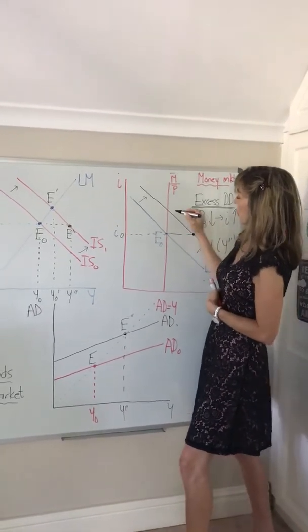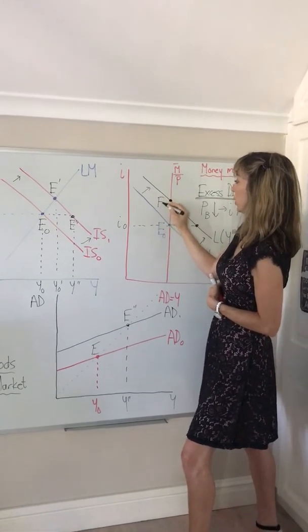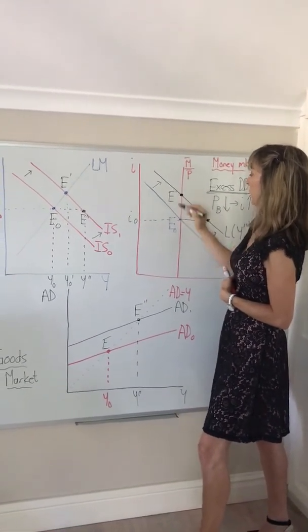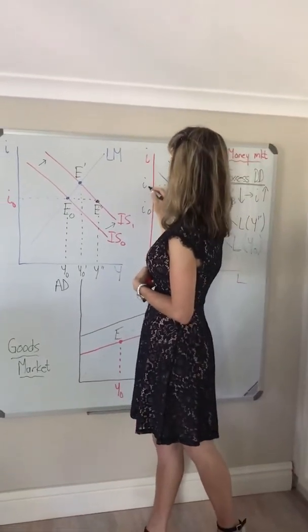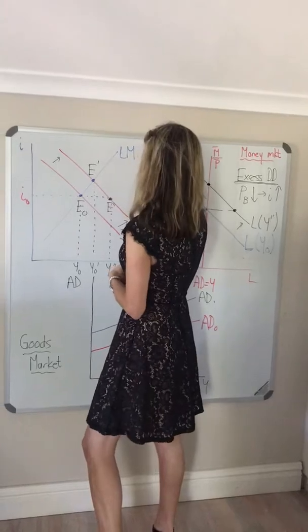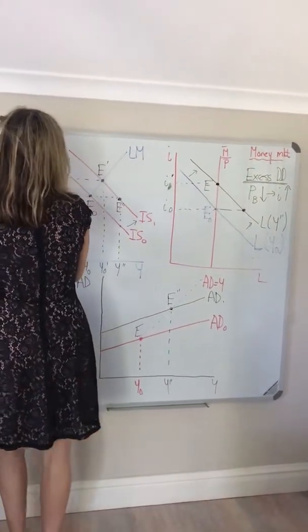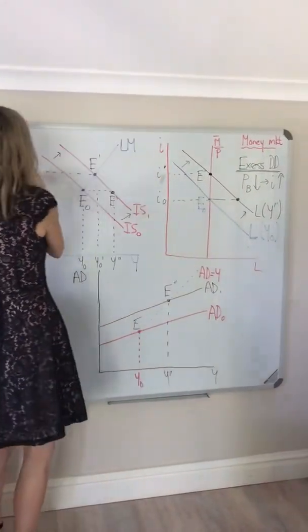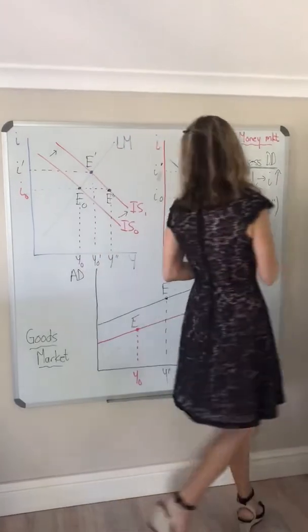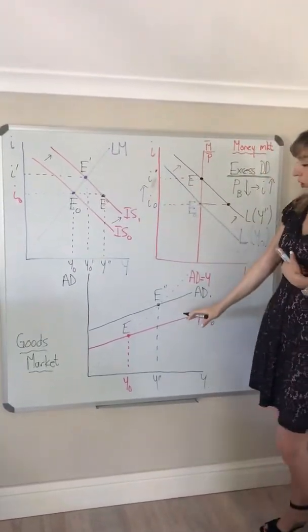And as the interest rate rises, we move along your money demand curve until we get to a new equilibrium over here, at a higher level of interest rate. Let's call it I single dash to correspond. Okay, so what now is going to happen as a result of this higher interest rate? This is going to affect your goods market.